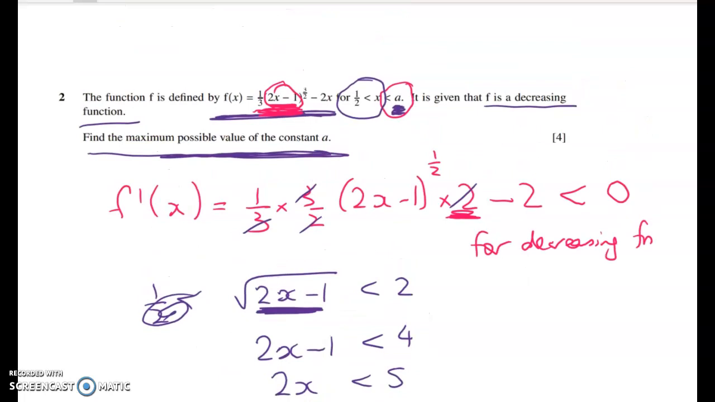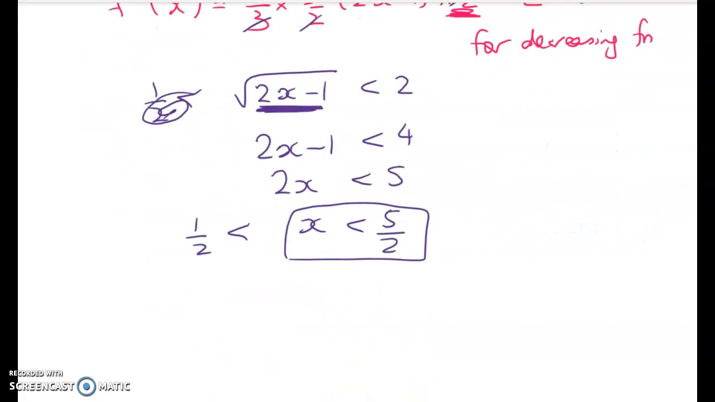So that means that the maximum possible value of the constant a is 5 over 2, right? Because if I picked anywhere lower than that, it would also still be decreasing. That's quite a common Cambridge question format, so just make sure you're used to the logic of that very last step, that we're finding the maximum value of a.